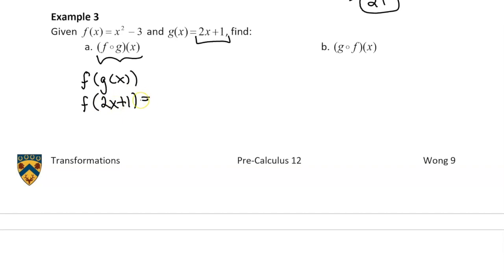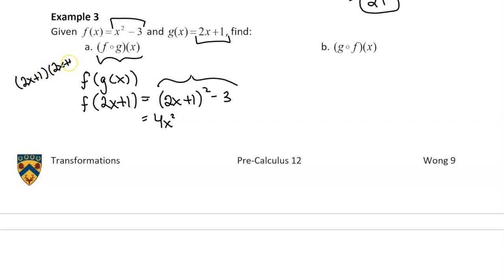And so then when I expand this, if I have x squared minus 3, I now have 2x plus 1 squared minus 3. And then from here, we want to expand and simplify that. So I can FOIL out my 2x plus 1 squared. If I write 2x plus 1 twice, and expand it out, I get 4x squared plus 4x plus 1.